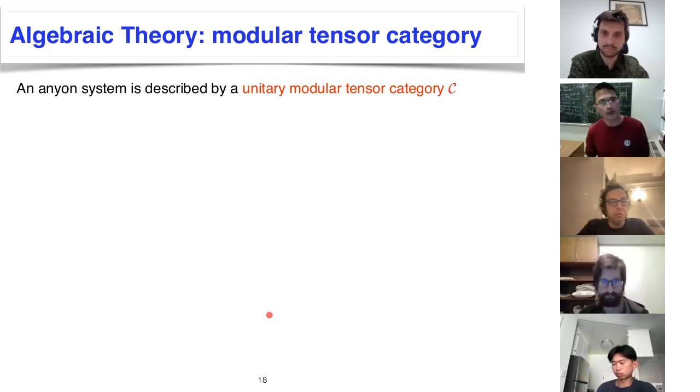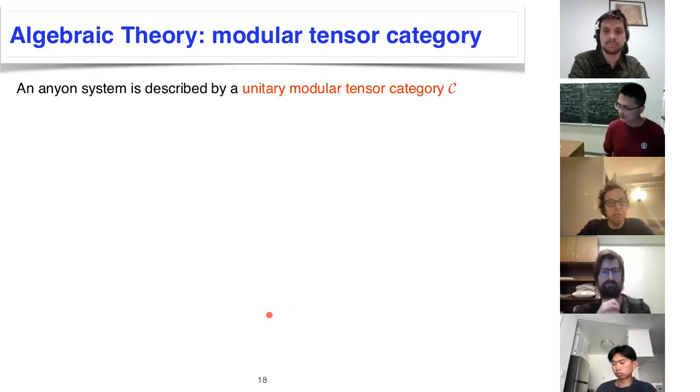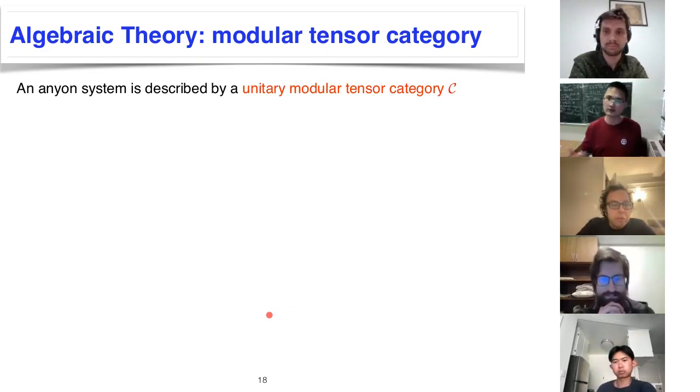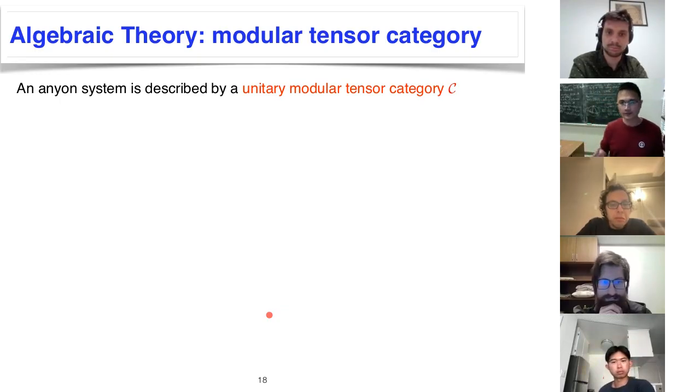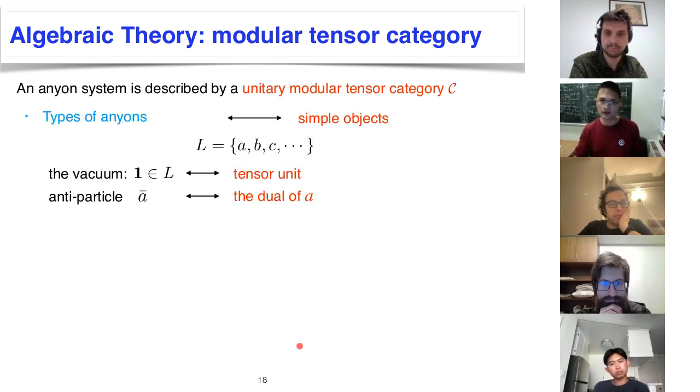Okay, so I want to describe an anyon system with a set of data, as a characterization of the anyon system. Algebraically, this is described by the so-called unitary modular tensor category. I'm going to talk about this structure with some discrete set of data. Now, in this slide, the red part represents some structures in the modular tensor category, and I'm going to point out what they correspond to in the anyon system.